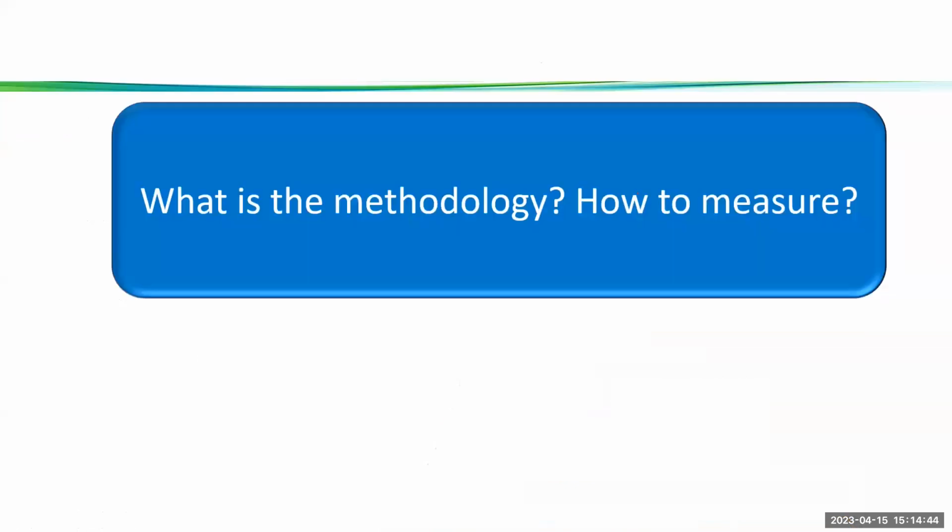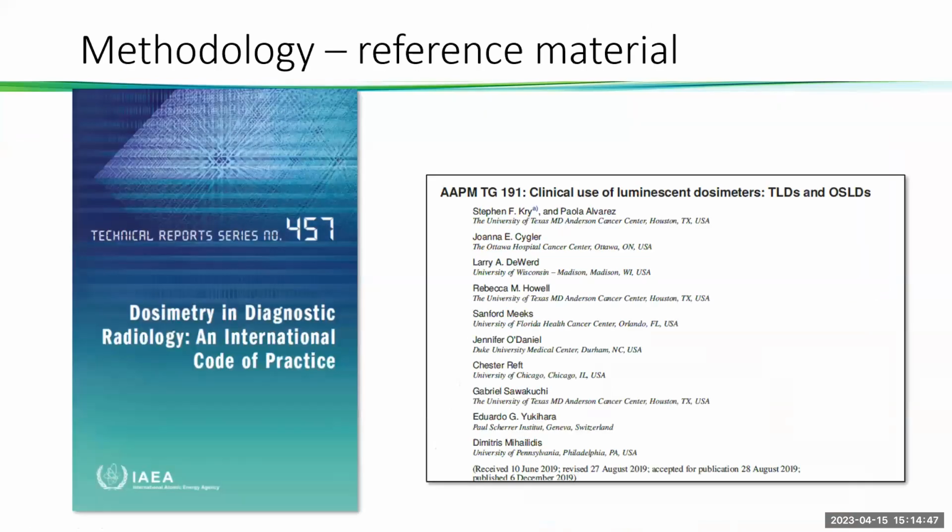So what's the methodology and how do we measure it? Again, I'll refer you to TRS 457 for the application-specific dosimetry, the methodology and the instrumentation needed. But a recent paper published, the AAPM report TG191, also reports on the clinical use of luminescent dosimeters, TLDs and OSLDs, which I find very nice and very comprehensive because it also details how you can start and manage a dosimetry program using these relative dosimeters.